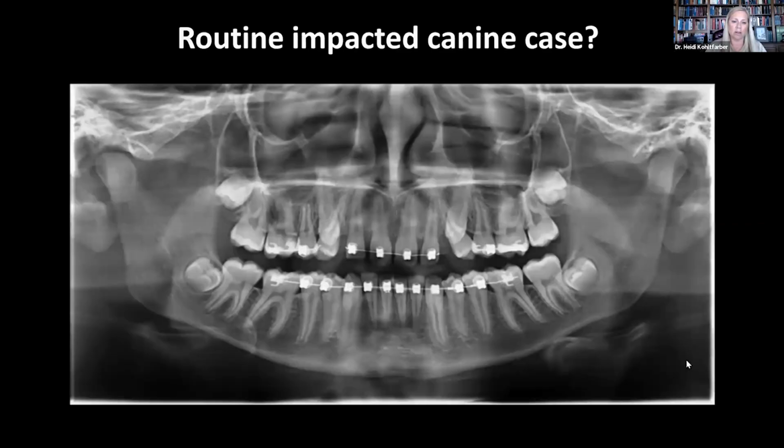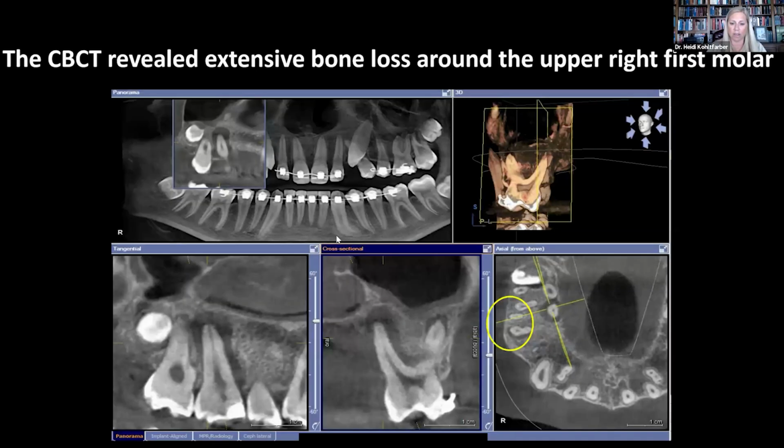All right, this was one other case. This was a young female going through endodontic treatment. They wanted to look at the canine. Based off of our 2D imaging, everything else looks relatively fine. And yet when we get in, we can see there's an extensive amount of bone loss around that first molar. The patient didn't even know she had it. She was not aware of it.